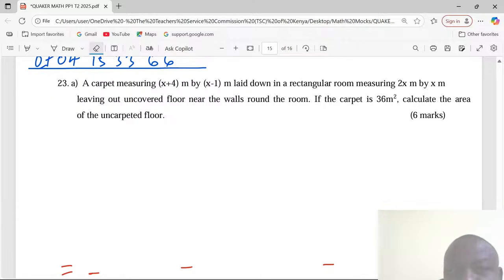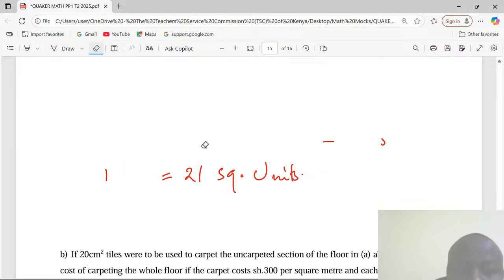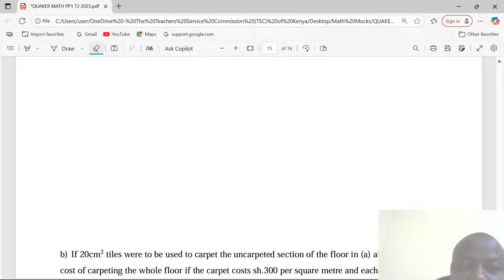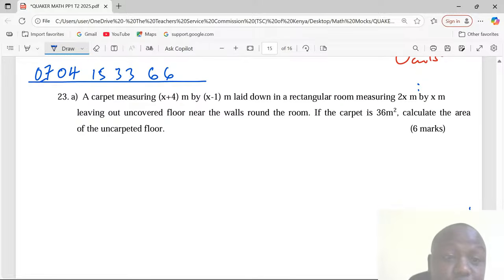We are now in number 23, whereby this is a word problem from quadratic equations and expressions. A carpet, measuring x plus 4 meters by x minus 1 meters, is laid down in a rectangular room measuring 2x by x meters, leaving out uncovered floor near the walls round the room. If the carpet is 36 square meters, calculate the area of the uncarpeted floor.